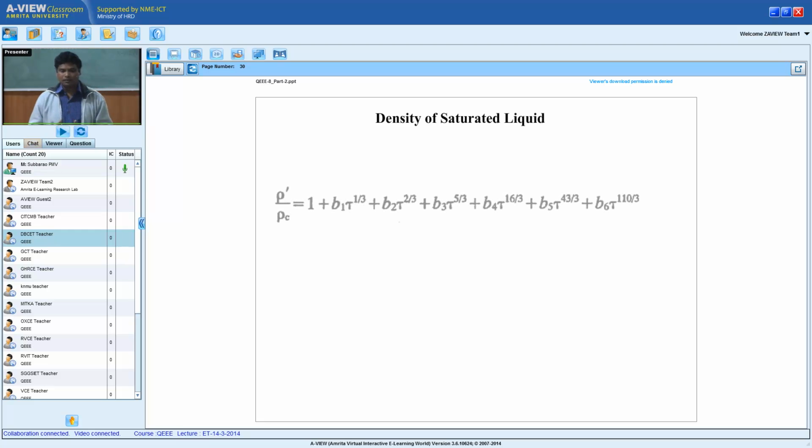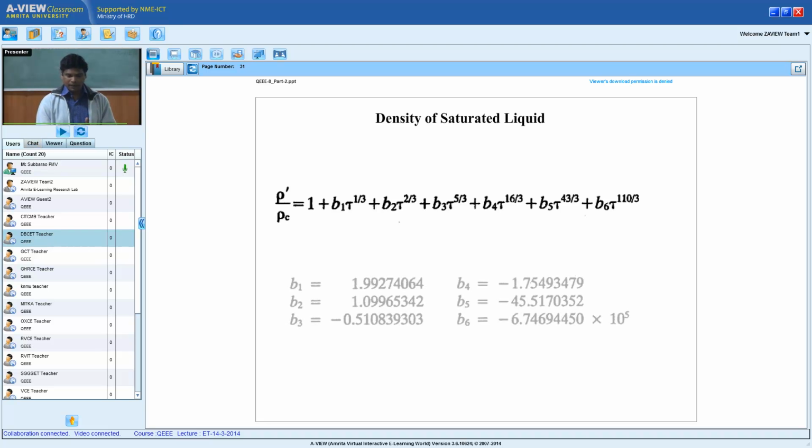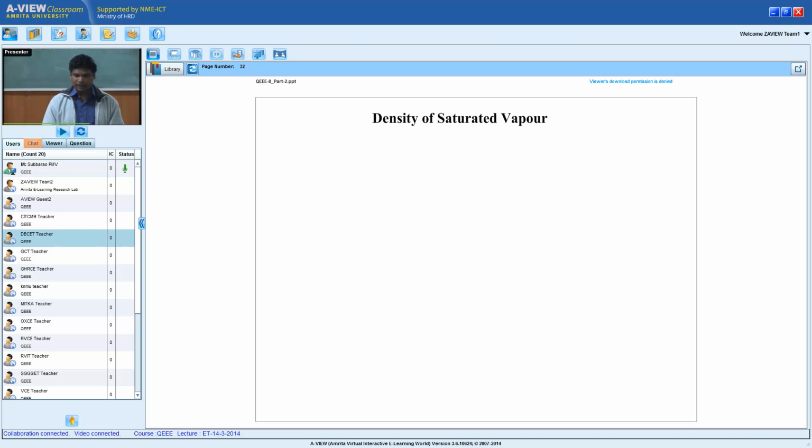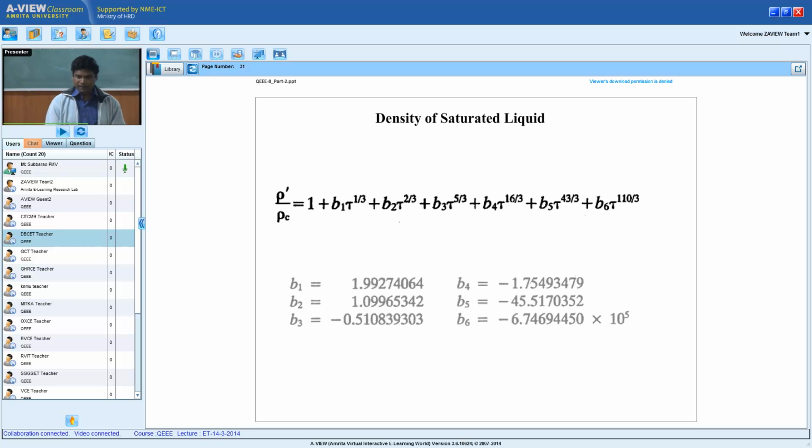Perhaps somebody has to give. This is the one: the density of the liquid divided by the density at the critical point. 1 over the density is the specific volume. So you will get the temperature versus volume curve. How am I substituting the temperature? The same way. The temperature is non-dimensionalized: tau, as I defined for you, is the temperature divided by the critical point temperature.